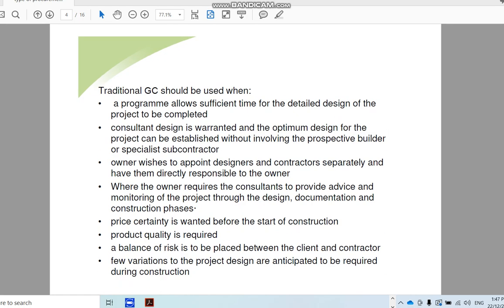Okay, so it should be used when there's ample time for design. The designs are very well developed, and there's minimum uncertainty, and then the contractor will quote based on the complete full designs, and the prices that are put forward will usually not change much at all towards the end. There should be minimum variation because the design is completed.